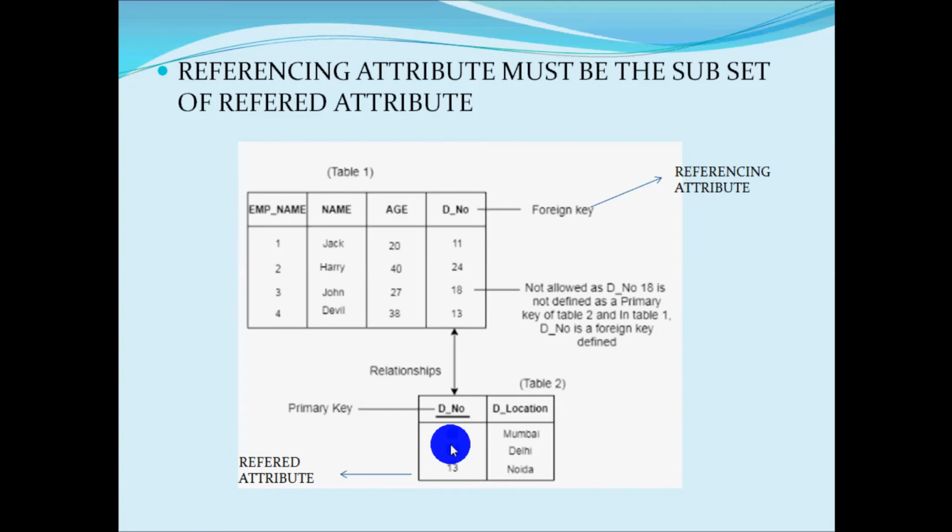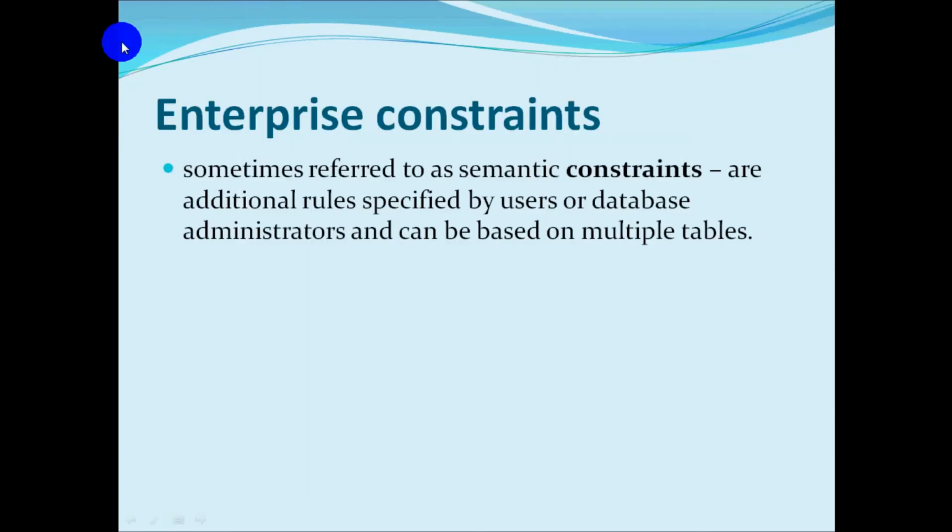This is such a small topic and a very important topic. I just revised it for all of you. Now let's move on to the second topic from our database management system syllabus, that is enterprise constraints. Today we have seen entity integrity constraint, referential integrity constraints, and the third topic is enterprise constraints. Sometimes they are referred to as semantic constraints. These are the additional rules specified by the user or database. It means the user is going to apply some rule.